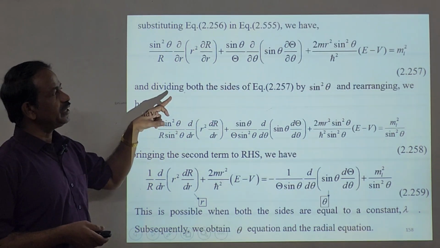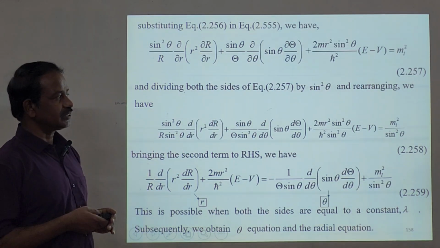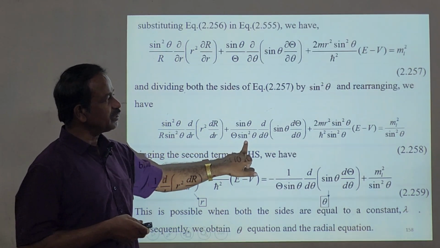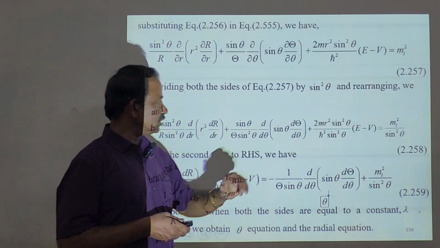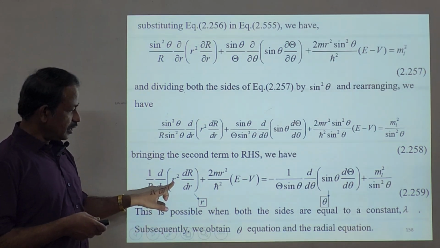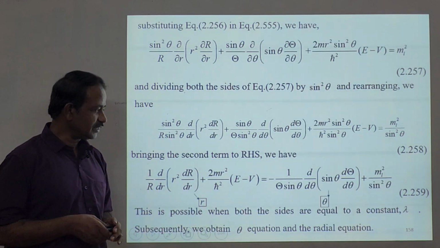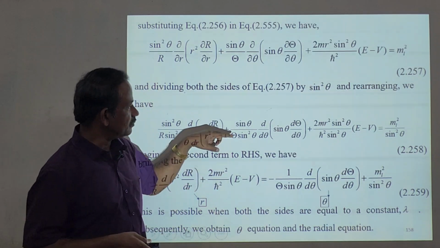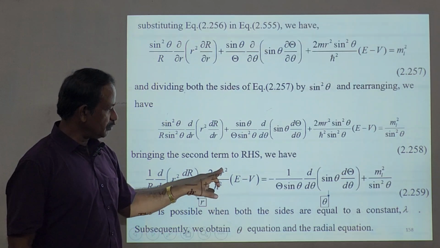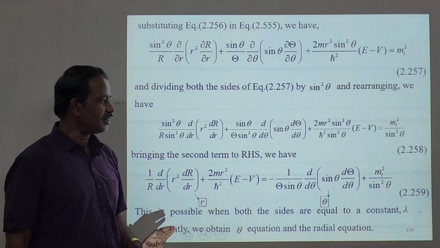Now divide both sides by sin²θ. We have divided by sin²θ on the right hand side also. And this will get cancelled. You have 1/R d/dr (r² dR/dr). It depends only on r. Okay, that's the idea. Now what about this term? 2m r². So just take it off. That will give you 2m r²/ħ² (E − V). So both depend only on r.